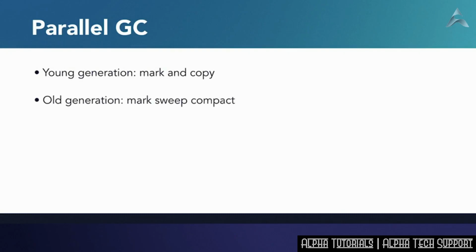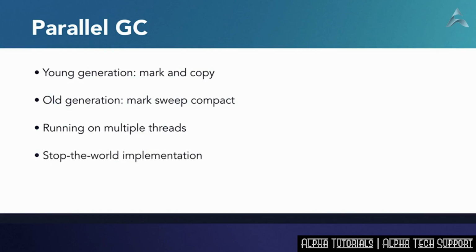Then we also have the parallel garbage collector, and it's using the mark and copy for the young generation, and also the mark sweep and compact for the old generation. Well, this might sound very familiar after having seen the serial garbage collector, but there's a difference here. It's not running on a single thread, but is running on multiple threads, splitting up the marking, copying, and compacting phase. It is still Stop the World, but due to the multiple threads, the world needs to be stopped for a shorter amount of time.